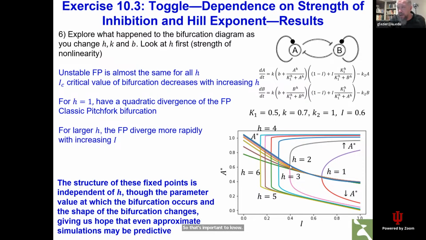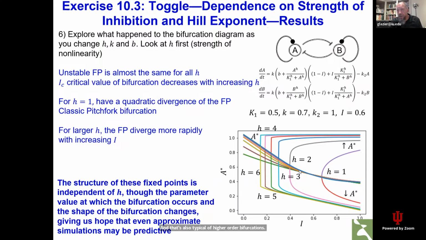Notice that the unstable branch doesn't change very much. For small values, the A star is a little bit different, but for large values, the unstable branch is almost the same, independent of the value of H. When we go to H equals 2, we see a discontinuous bifurcation. The values of the upper branch and the lower branch are immediately substantially different from the unstable fixed point. And that's also typical of higher order bifurcations.